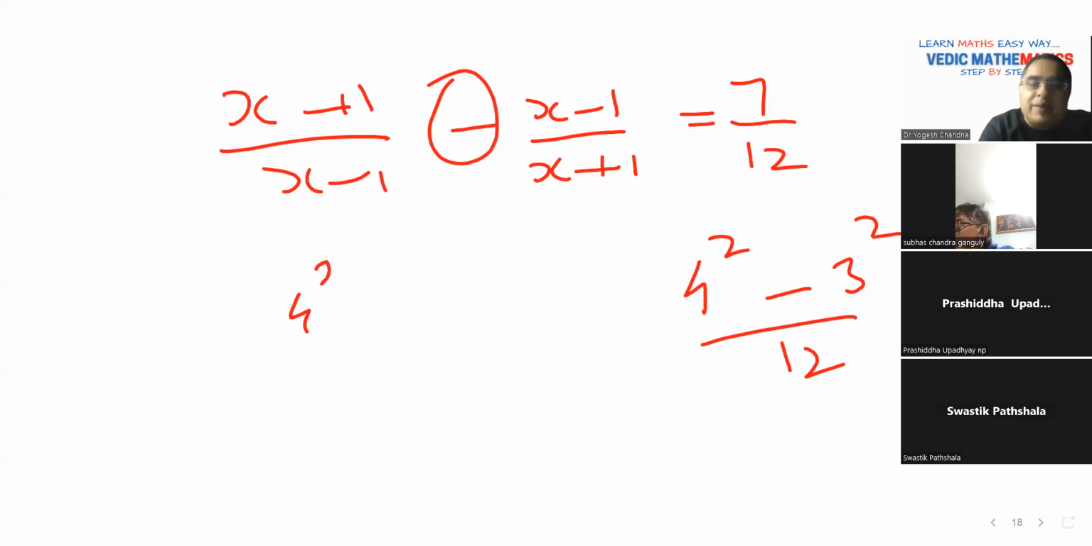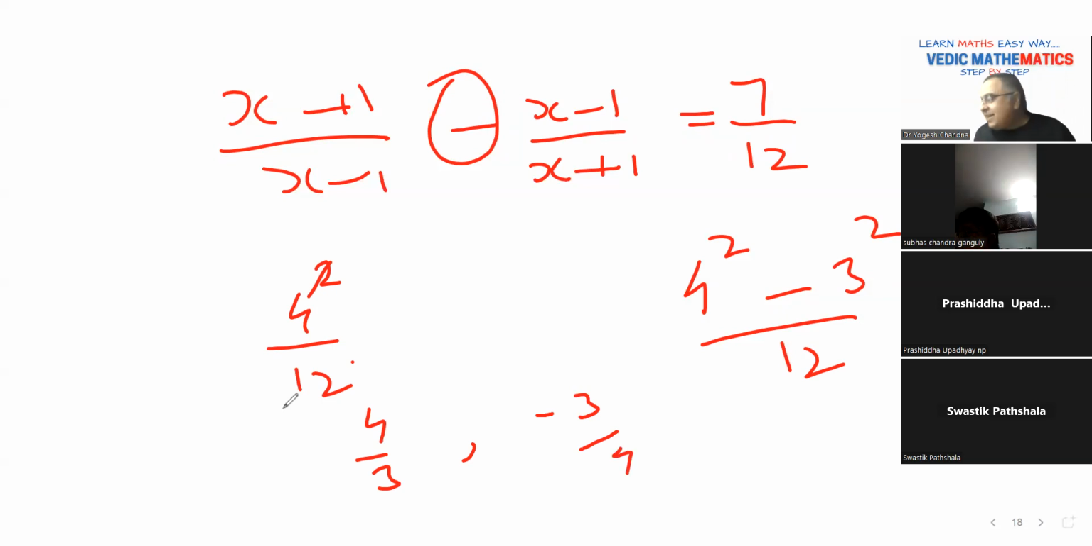4 square minus 3 square, that means 1 goes to 4 by 3 and minus 3 by 4. Just reverse the signs.